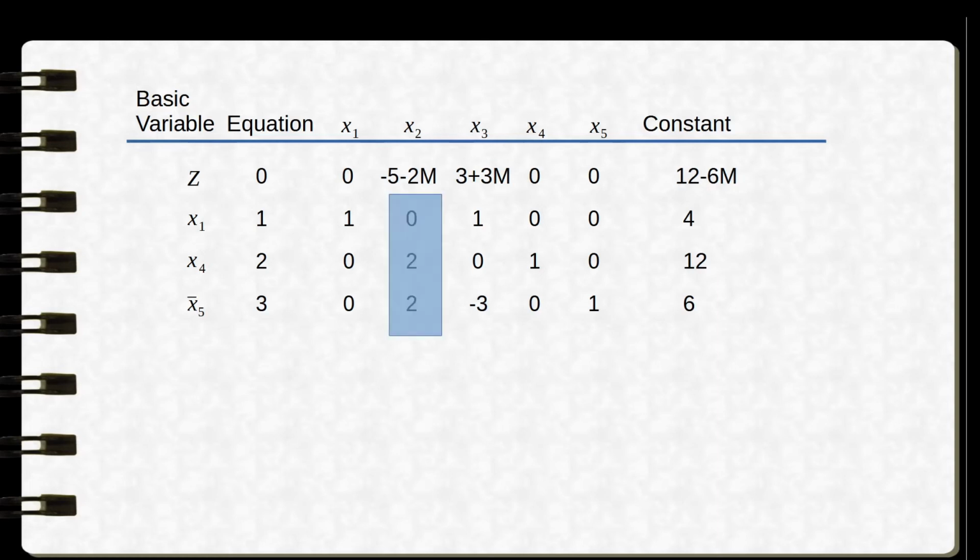Therefore, we box the coefficients of x2, and now we have to find the increase in x2 by treating the other variables as non-basic variables. So we find that the increase in x2 in equation number 2 is 6 and in equation number 3 is 3. We take the least of these two increases, so we take equation number 3. Therefore, the entering variable now is going to be x2 and the exiting variable now is going to be x5 bar.